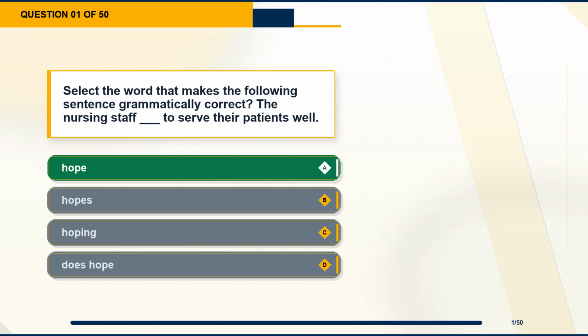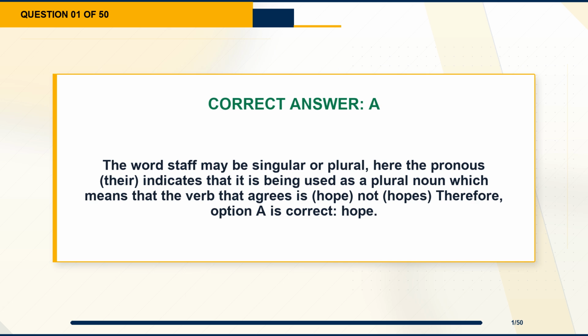The correct answer is option A, hope. Explanation. The word staff may be singular or plural. Here the pronoun their indicates that it is being used as a plural noun, which means that the verb that agrees is hope, not hopes. Therefore, option A is correct, hope.